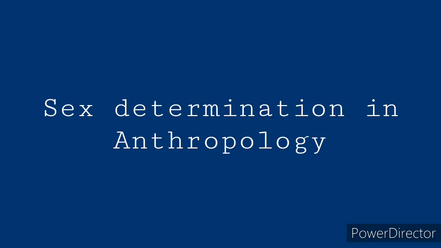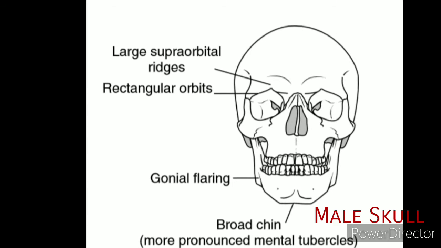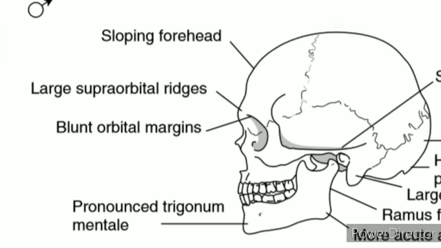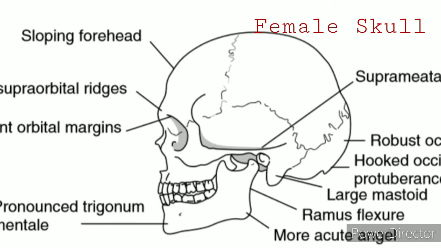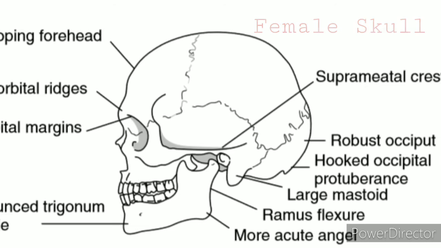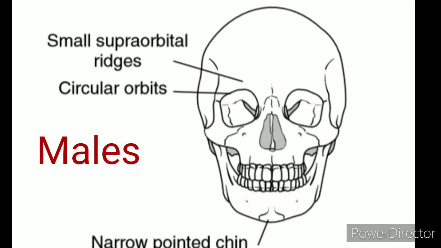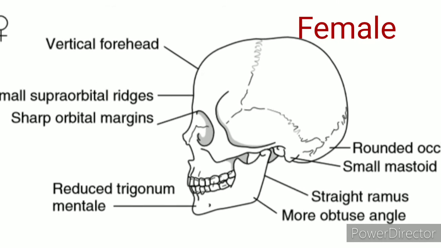Sex determination in anthropology. Most methods of age and stature determination are sex-dependent. Determining the biological sex of an individual is the first component of individualized analysis. Like most primates, humans display a discrete pattern of morphological differentiation between males and females. This is termed sexual dimorphism.